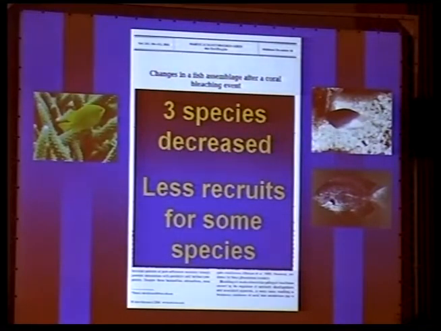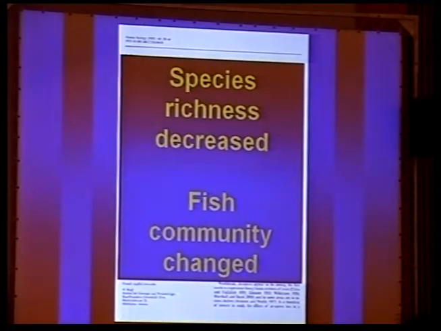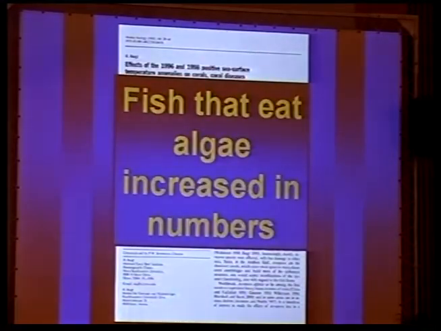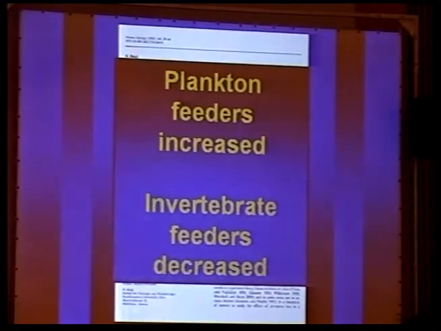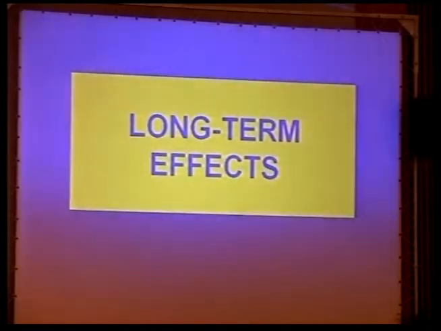Another short-term study, there are not that many, in Australia, they saw that 3 species decreased, and they saw also that the recruitment was affected. And in the Arabian Sea, species richness was affected, and they also saw that the fish community changed. Fish that eat algae increased in numbers, but there were also other observations which were not the same as we saw. So these were some of the short-term effect studies. That's pretty much it. It's not that many studies that were conducted soon afterwards.